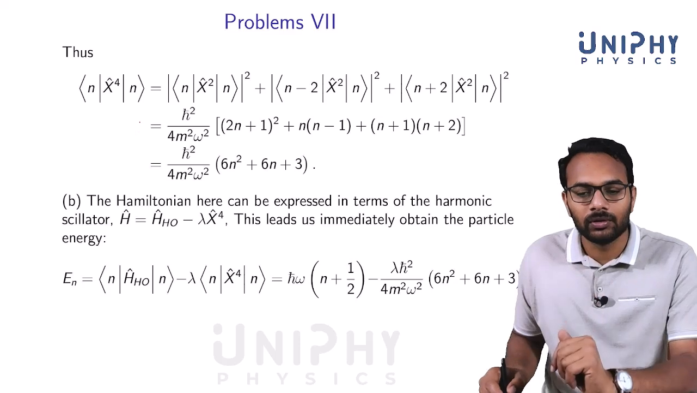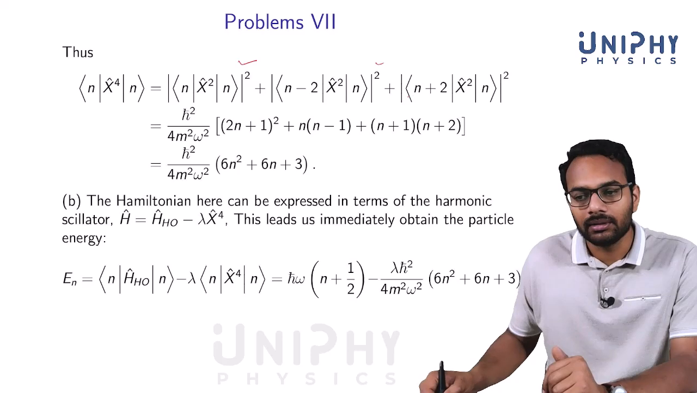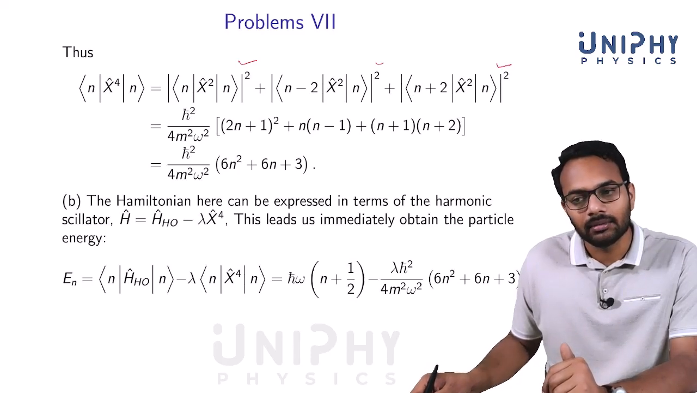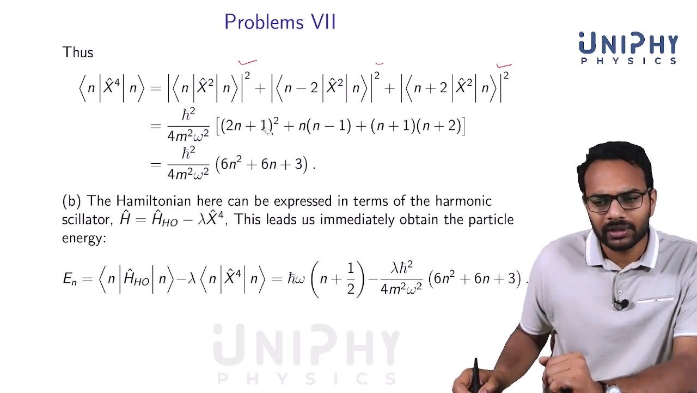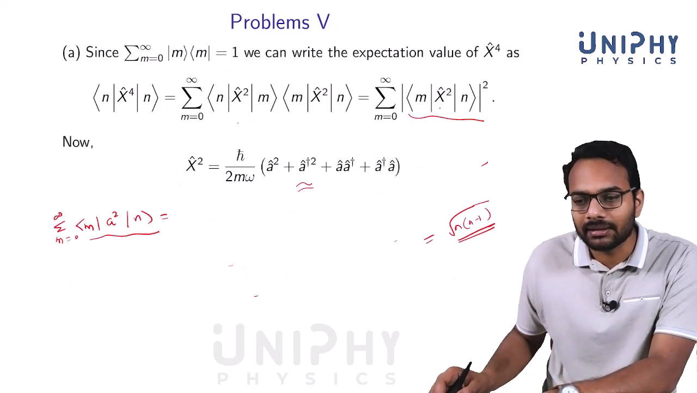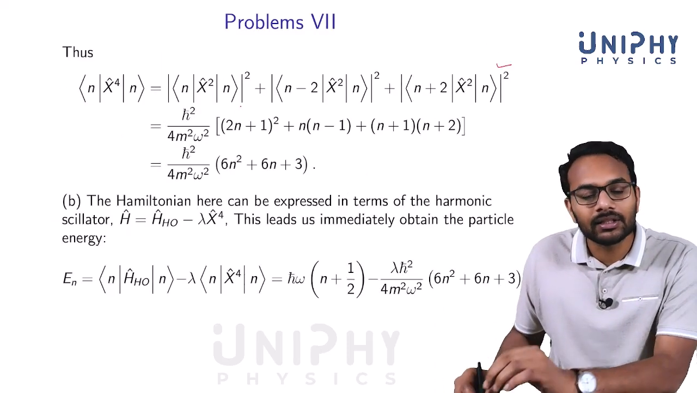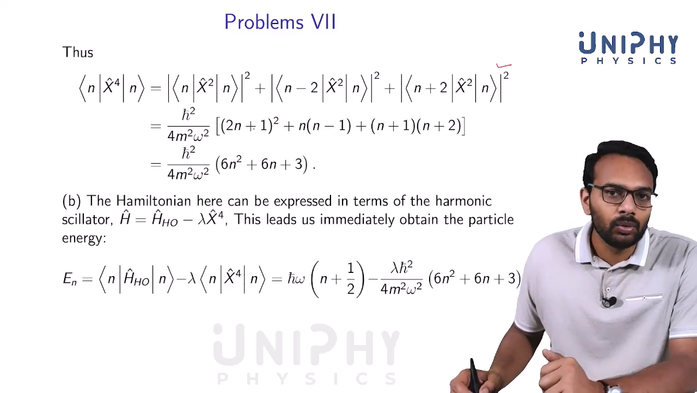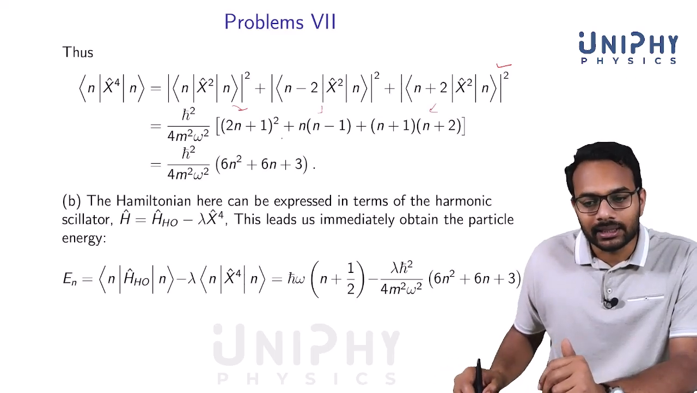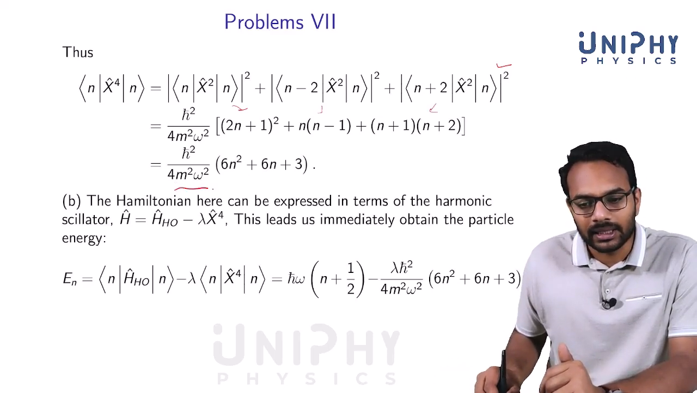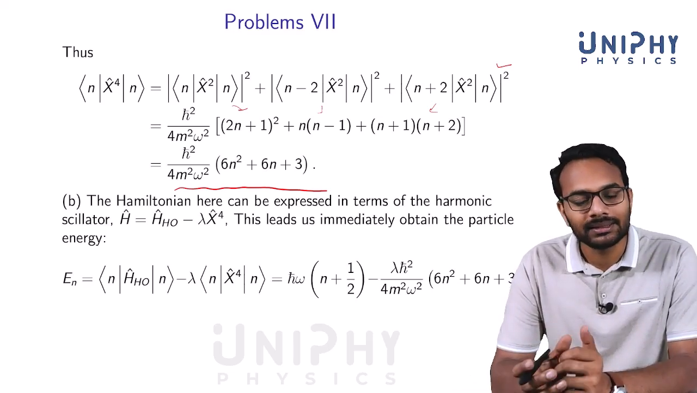So you sum over all these things, and you get |n|x²|n|² plus |n−2|x²|n|² plus |n+2|x²|n|². Not whole square, it's modulus square. I hope this is clear. What we have done is taken this infinite summation and realized that in this infinite sum, these are the only terms that give a non-zero value. All other terms go to 0, and this we have already found. Just substitute it here, and the final answer simplifies to ħ² divided by 4m²ω² times (6n² + 6n + 3).